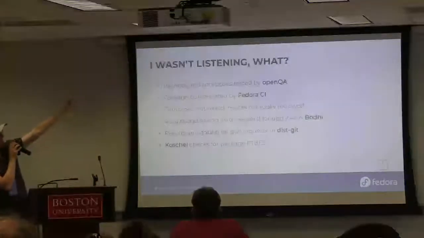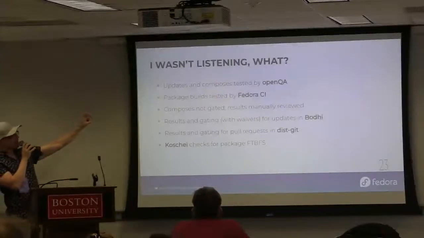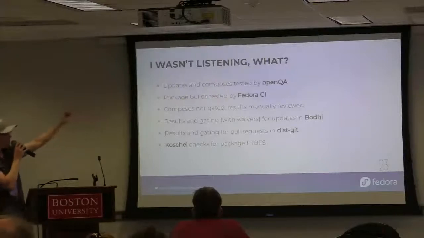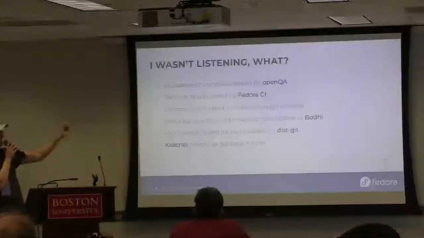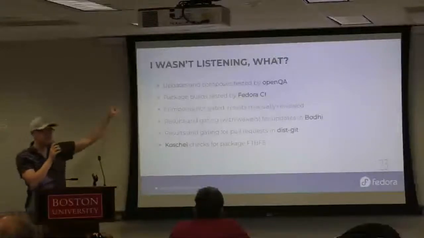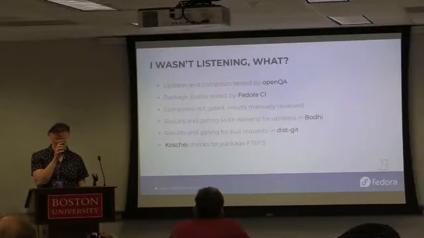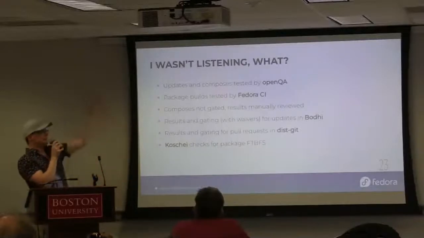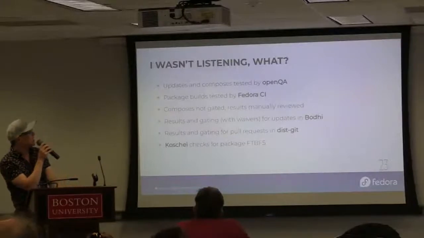Updates and composes are tested by OpenQA. Package requests are tested by Fedora CI. Composes are not gated. The result is manually reviewed. Updates are gated in Bodhi. Pull requests are gated in Distgit, and Koschei checks for FTBFS. FTBFS is fails to build from source, which means the package doesn't build. That's all of the automated testing right there. Just take a picture of this slide and you are done.